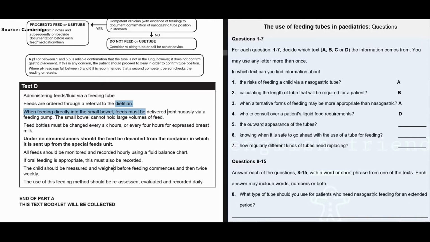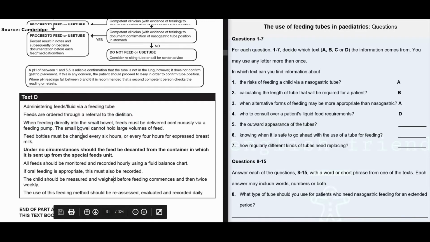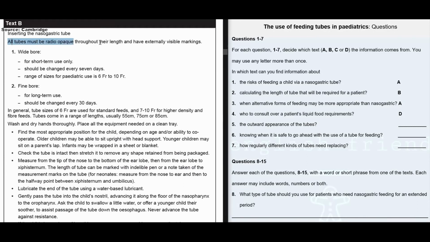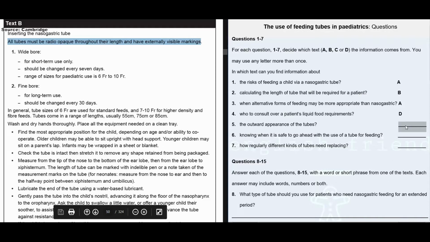Question number 5. The outward appearance of the tubes. That is kind of easy. It's in text B again. Here you may see all tubes must be radio opaque throughout their length and have externally visible markings. So that's the information we want. And the answer for question number 5 is B.